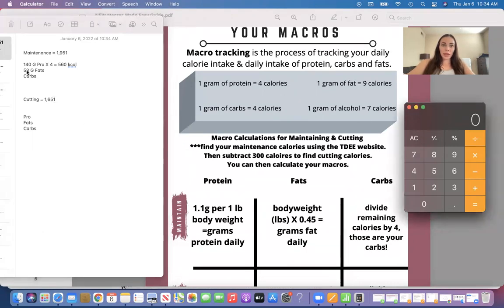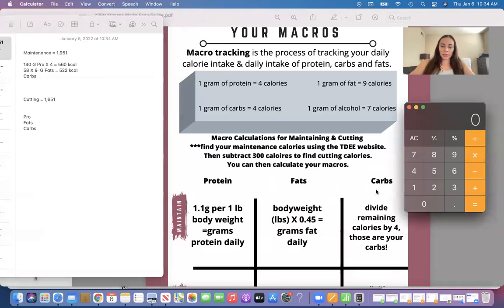We know that we have 58 grams of fat, and 1 gram of fat is 9 calories. So we're going to multiply this by 9. 58 times 9 equals 522 kcals coming from fat. Now we're going to figure out the carb grams.